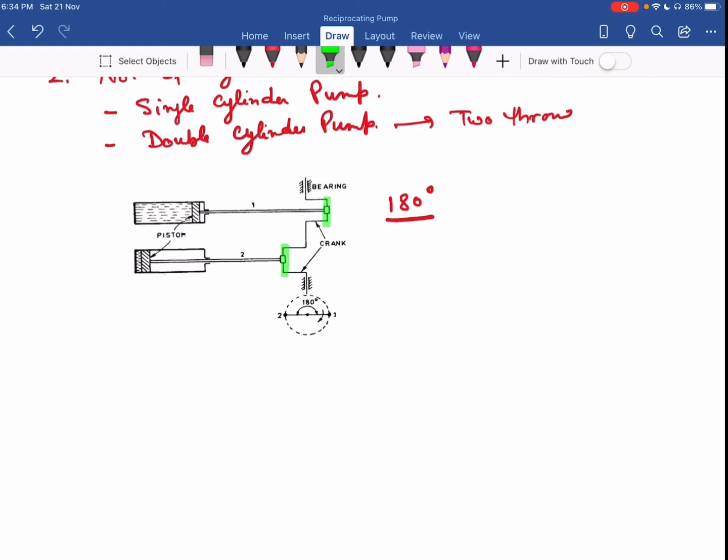Thus, when there is a suction stroke in one pump, in the other pump there is a delivery stroke. Accordingly, the crank is set like that. In this way, liquid is delivered to the delivery side during each stroke of the pump. So this we call the crank angle.